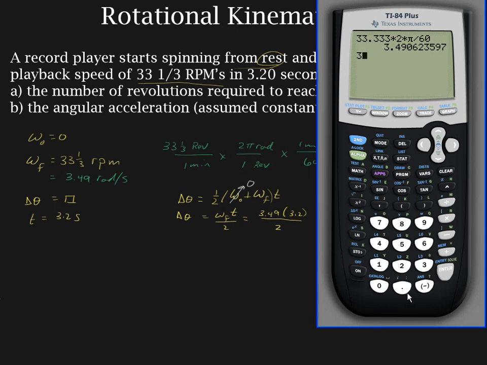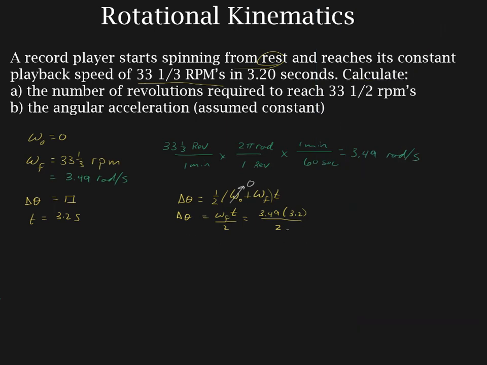So we have 3.49 times 3.2 seconds divided by 2. And that's going to give us 5.58 radians. Now, there's only one problem. This is in radians. The problem is asking for revolutions. So once again, we're going to have to do a conversion.